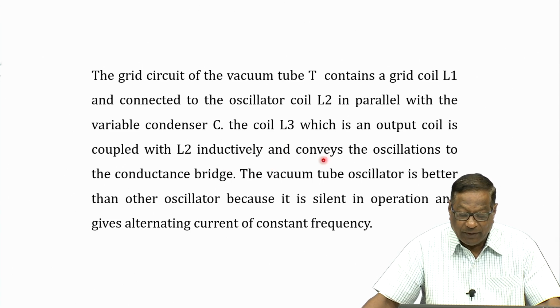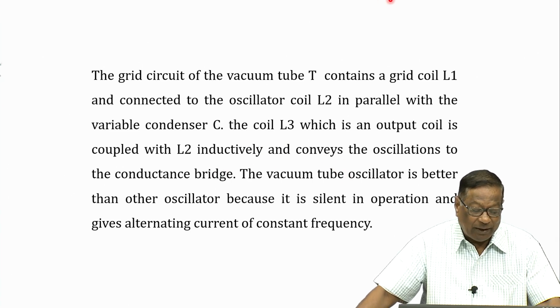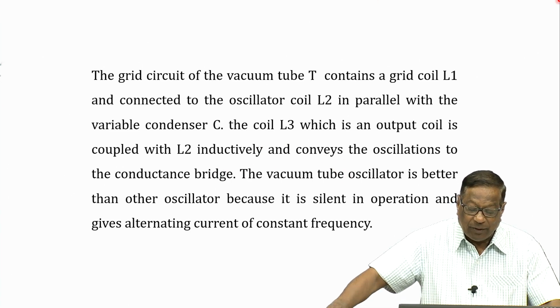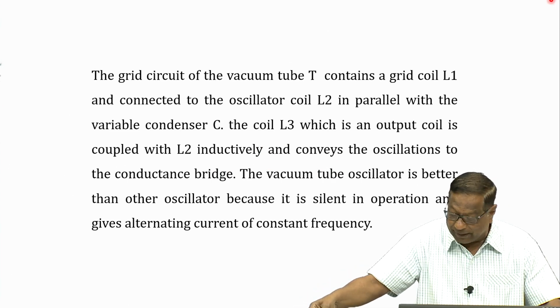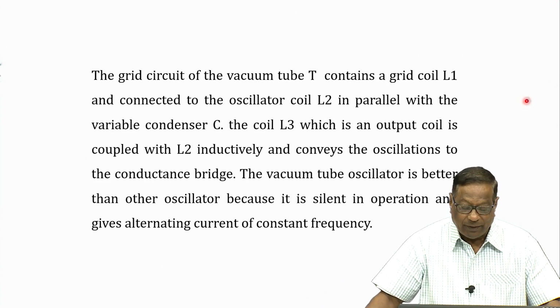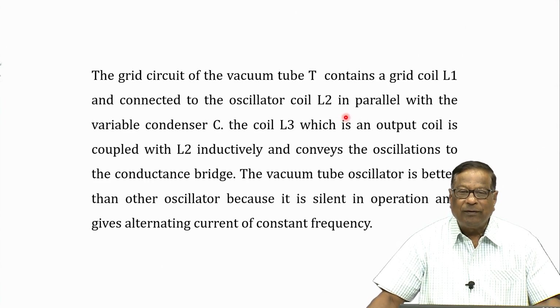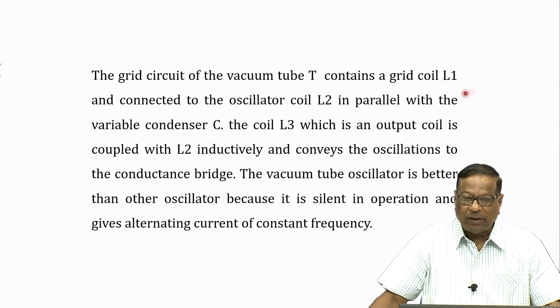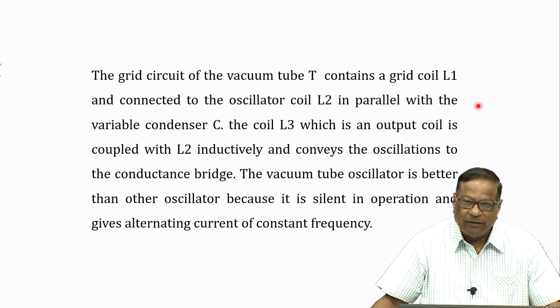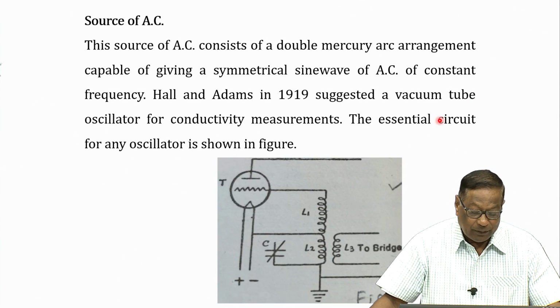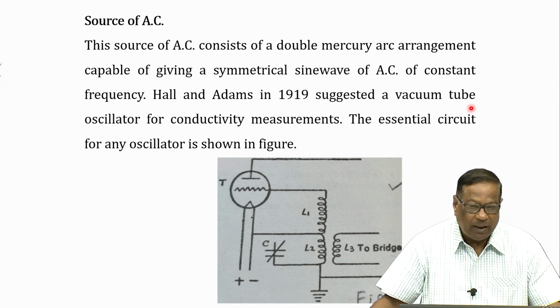conductance bridge. So, the vacuum tube oscillator is better than other oscillators because it is silent in operation and gives alternating current of constant frequency. Such units you do not have to struggle to make, they are available off the shelf in the scientific shops. All you have to do is go and say you want an AC source supply. I am only teaching you the principle of that.